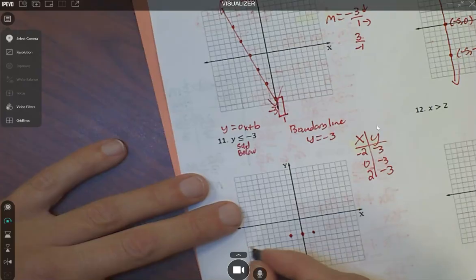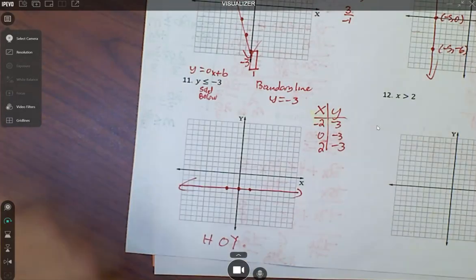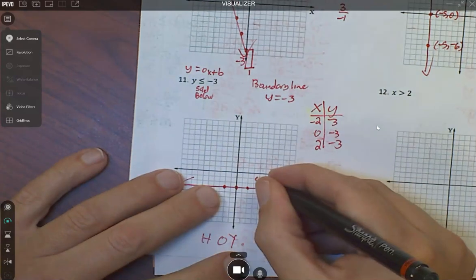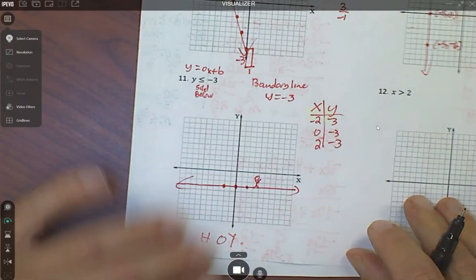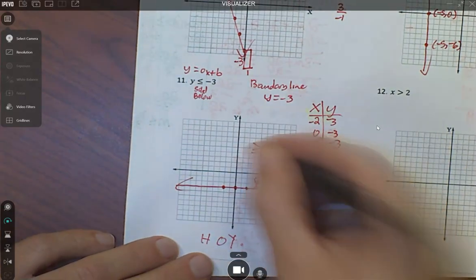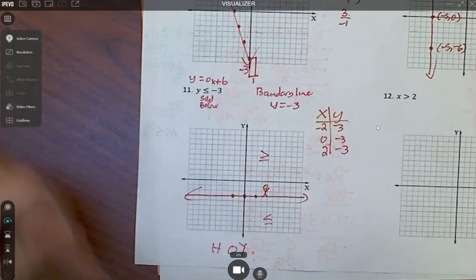Okay, now you go solid, because any number on this line would make a true inequality. And again, have them stand on the line. What's above you and what's below you? Well, above you is greater than or equal to. Less than or equal to would be below you.